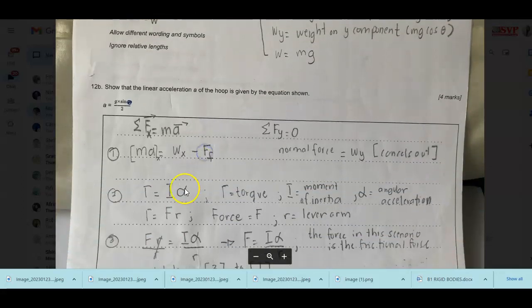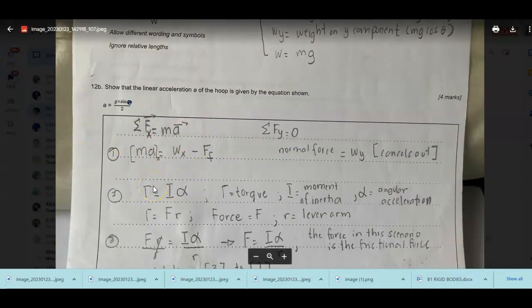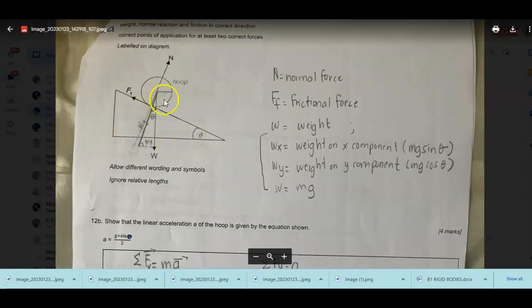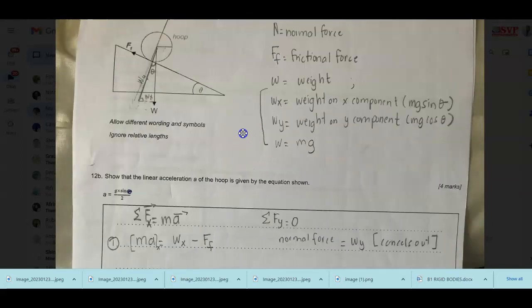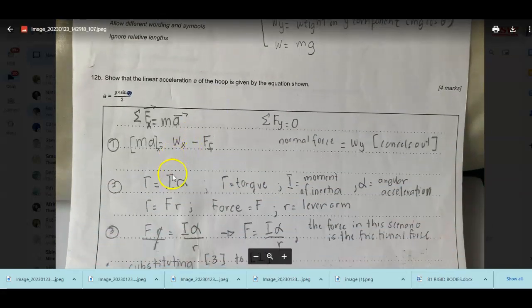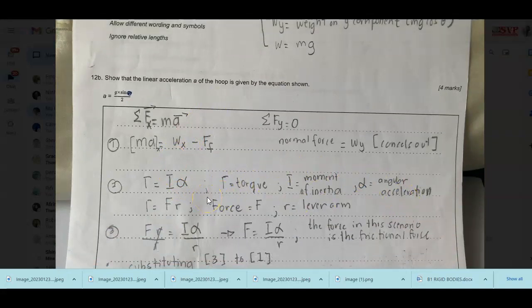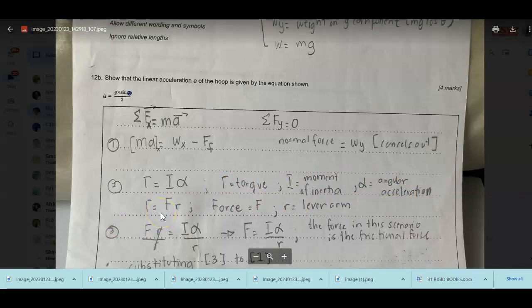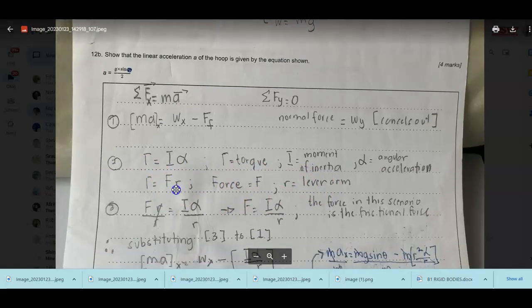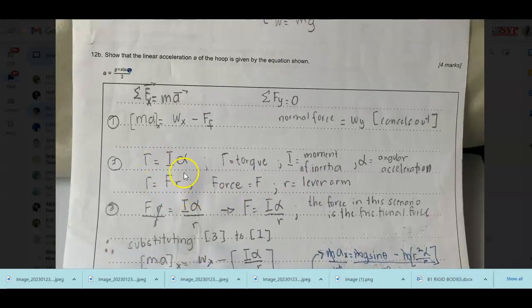After we have equated the equilibrium of forces, we now move on to rotational motion. We know that the body here is rolling down, therefore it has a torque. Torque is equal to I times alpha. Torque also has another formula, which is the product of your force and your lever arm. Since both are equal, we can equate them together. So we can say that Fr is equal to I alpha, dividing both sides by r.